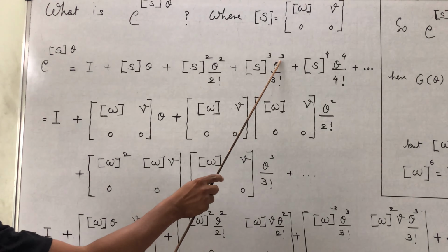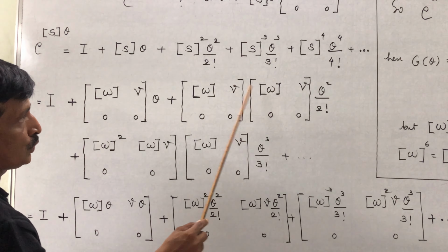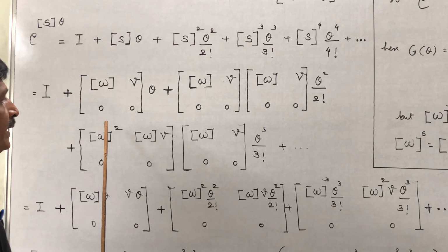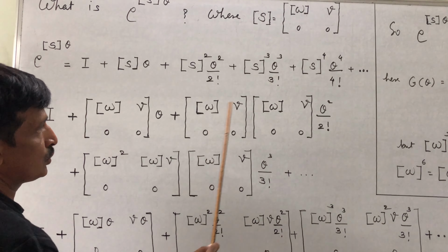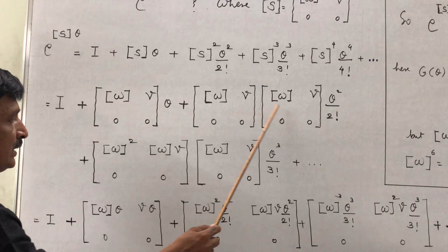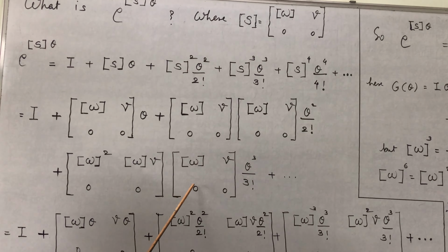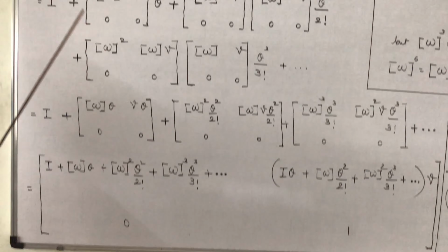Now s square: omega, v, 0, 0 further multiplied by omega, v, 0, 0, into theta square by 2 factorial. Now s cube theta cube by 3 factorial. If we multiply these two, we get omega square into 0, so omega square. This one first row, second column: omega, v, 0, so omega v. So the product of these two matrices is this, but we want the cube. So further this one, omega, v, 0, 0, theta cube by 3 factorial, plus and so on, infinite terms.